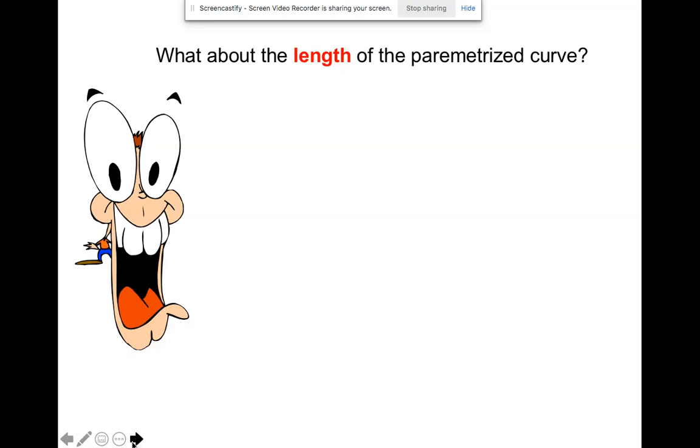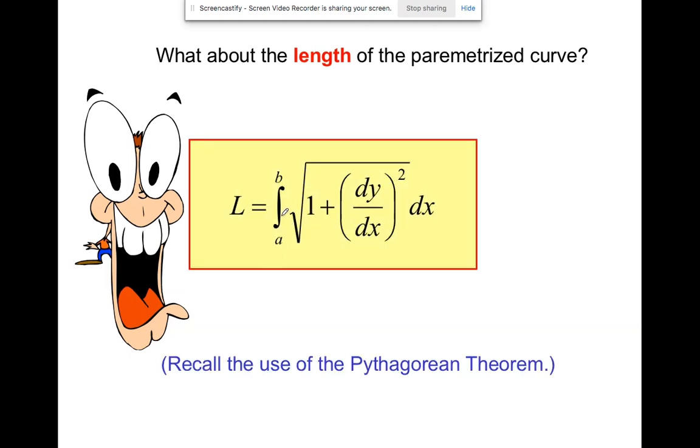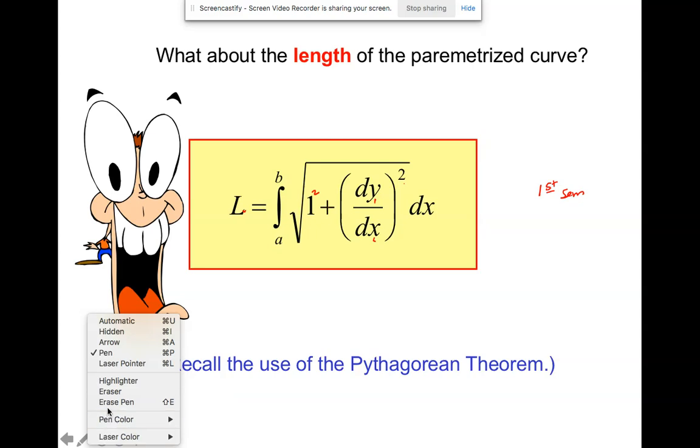All right, length of a parametrized curve. What? I hope you're sitting down. This is, right, we used the Pythagorean theorem. We did all those hypotenuses, and the square root of it really was 1 squared plus dy dx, the change in y over the change in x, all squared. This was first semester. This was the length of not a parametrized curve. This was just the length of the curve. Remember, arc length? Well, I guess that wasn't first semester. That was Unit 8.